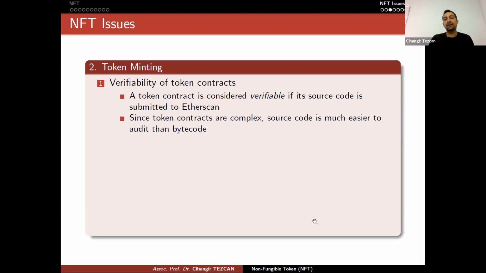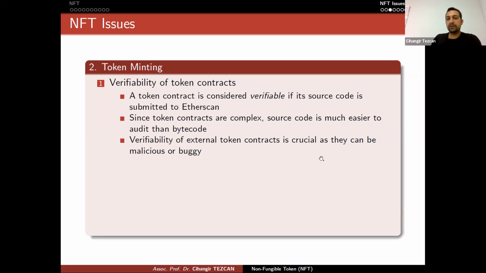The thing is that token contracts are complex. Source code is much easier to audit than bytecode. You cannot simply download a smart contract from the blockchain and understand what is going on there. It is really hard. So having the source code actually allows us to understand what is really written in that smart contract.